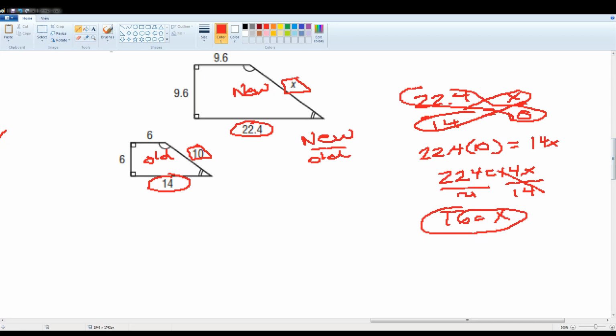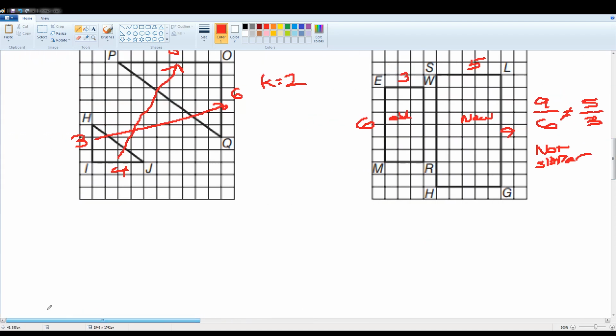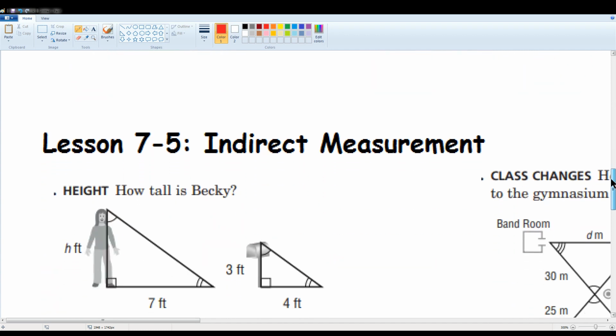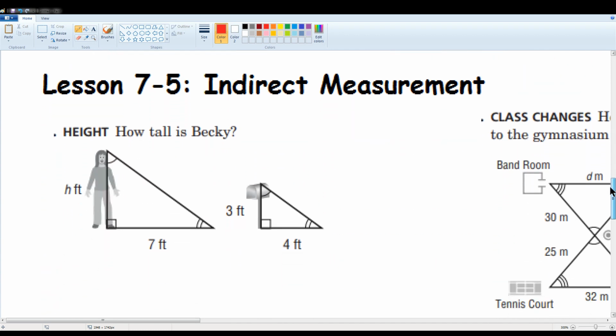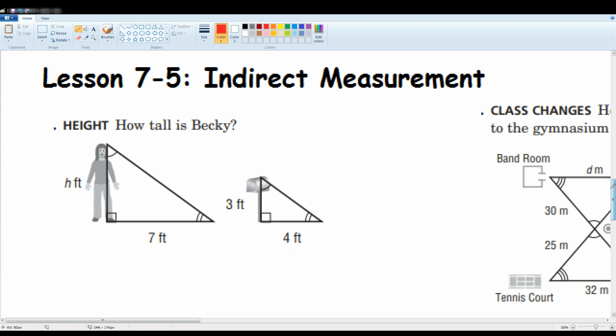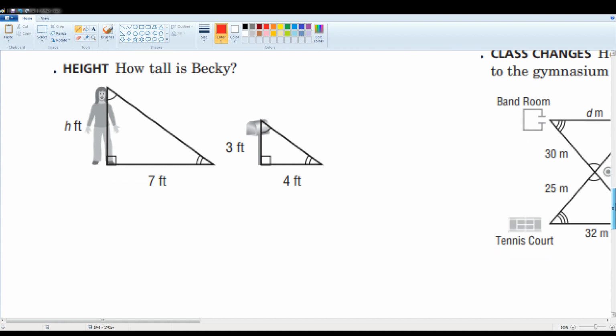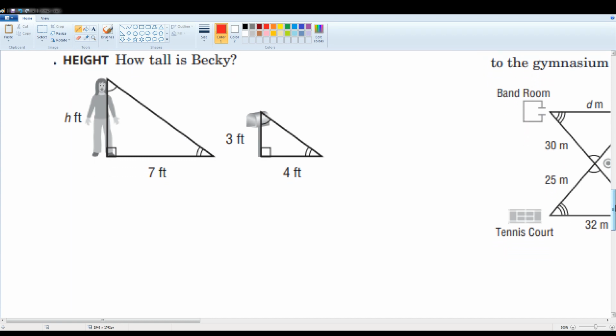Excellent. Let's move on. Next lesson we covered was indirect measurement. Indirect measurement is the same as the last lesson. It's just using more real-life examples. For instance, in our first problem, how tall is Becky? I know everybody's been wondering that, and we're going to find out.